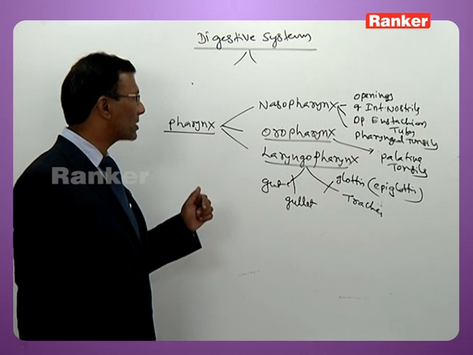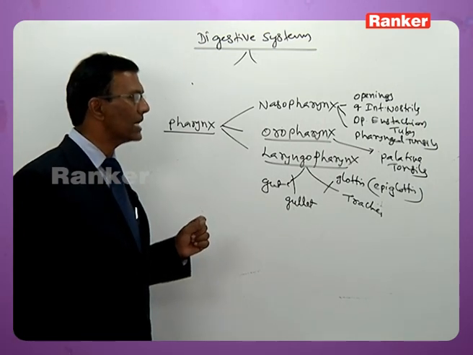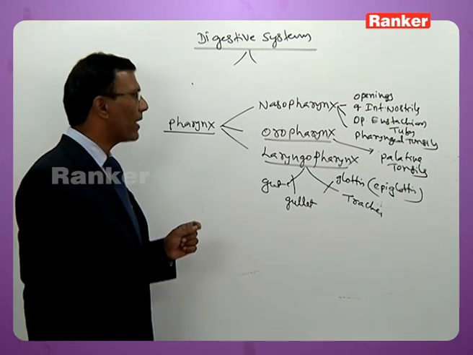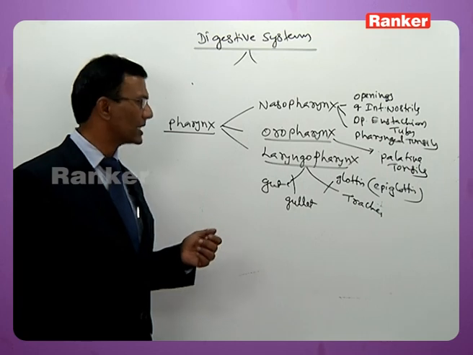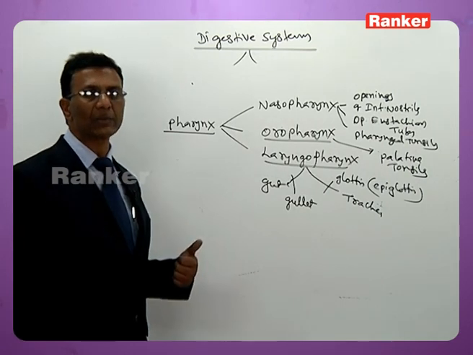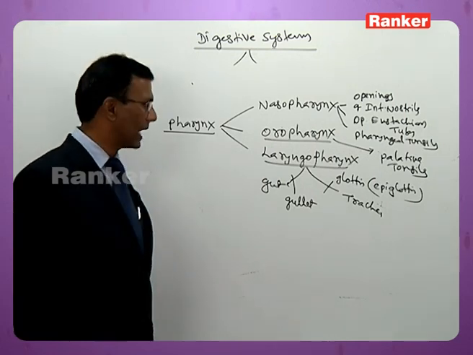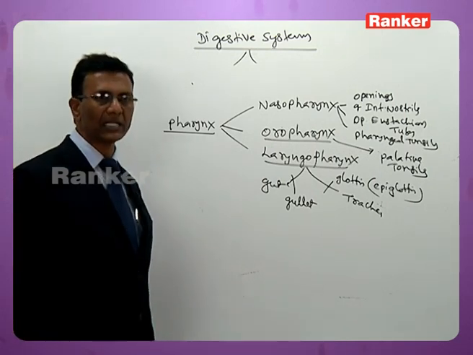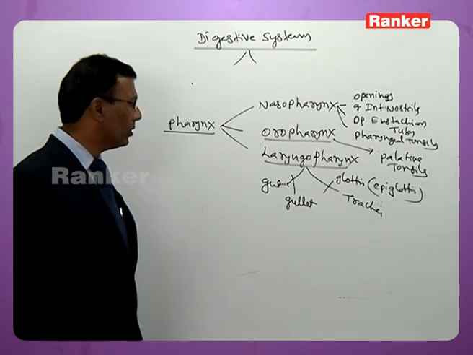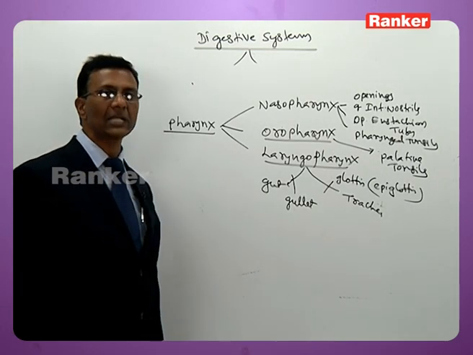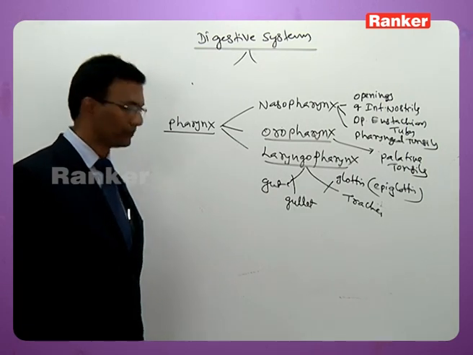So these are the parts of the pharynx: nasopharynx with the openings of eustachian tubes, internal nostrils and pharyngeal tonsils; oropharynx with the palatine tonsils; laryngopharynx, a common passage for both the alimentary canal and the respiratory tract, with the gullet and glottis respectively. Glottis is the one that leads into the trachea. Gullet is the one that leads into the esophagus. And the glottis is guarded by an elastic cartilaginous structure called epiglottis.